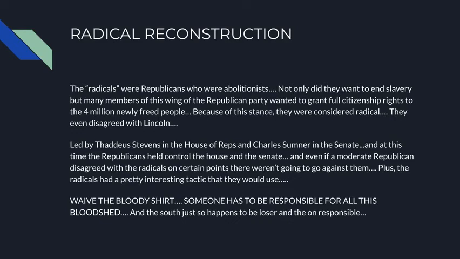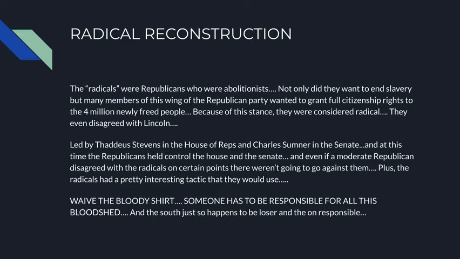The Radicals were Republicans who were abolitionists. Not only did they want to end slavery, but many members of this wing of the Republican Party wanted to grant full citizenship rights to the 4 million newly freed people. Because of this stance, they were considered radical. They even disagreed with Lincoln in many areas. Lincoln was considered to be a moderate, not even a radical Republican. He's just a moderate Republican. And like I said in a couple slides before this, the radical Republicans were led by Thaddeus Stevens in the House of Representatives and Charles Sumner in the Senate.